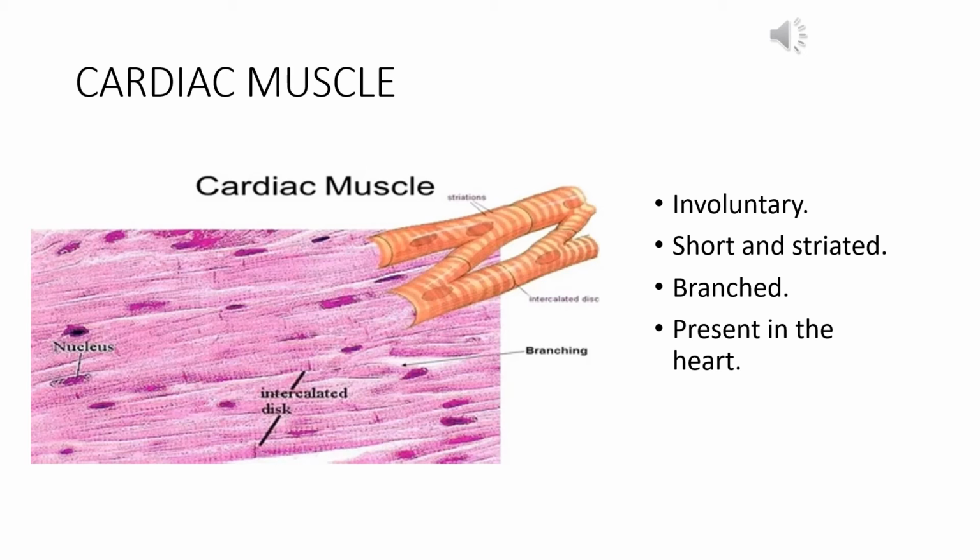But what is the peculiarity of cardiac muscle? It is branched in structure. None of the other tissues like striated and unstriated muscle tissues were branched. But the cardiac muscle is branched. It is short, but it also has striations present in it. And it also has a nucleus.